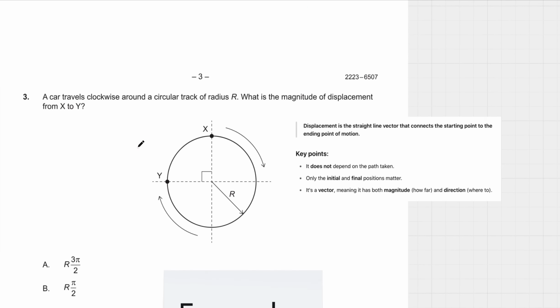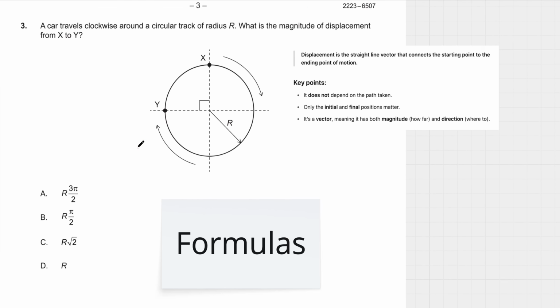Okay, let's move to the next question. Question number 3. A car travels clockwise around a circular track of radius r. What is the magnitude of displacement from x to y? So first of all, we need to know here what a displacement is. So displacement is the straight line vector that connects the starting point to the ending point. And it doesn't matter the path, it matters only the initial and final position. So initial position is x and final is y. So what is the displacement? It is the line that connects them both.